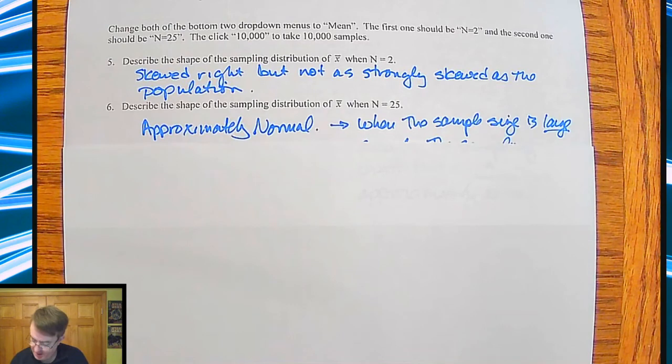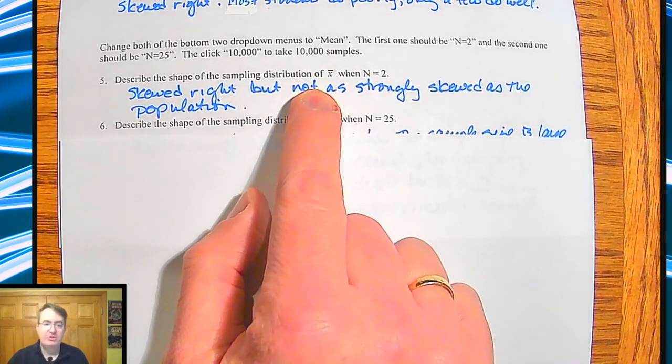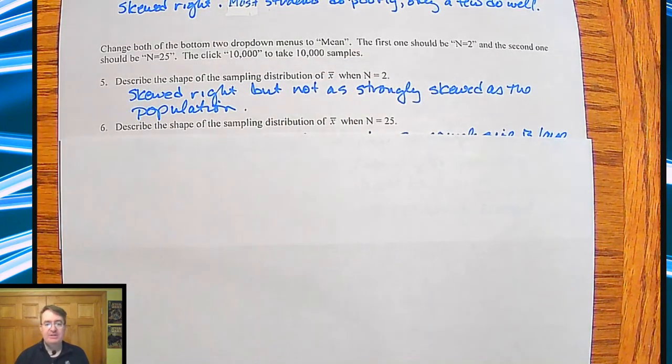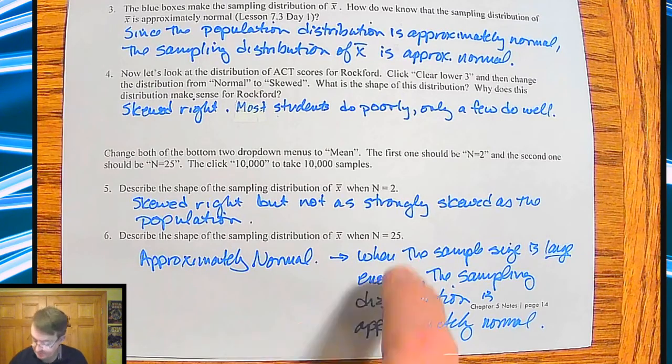So the shape of the sampling distribution of X bar when n is equal to 2, you end up getting it skewed right, but notice it's not nearly as strongly skewed as the first one. Still skewed, sort of skewed. Now, interestingly enough, what happens when you go down here for 25? Now, this is approximately normal.